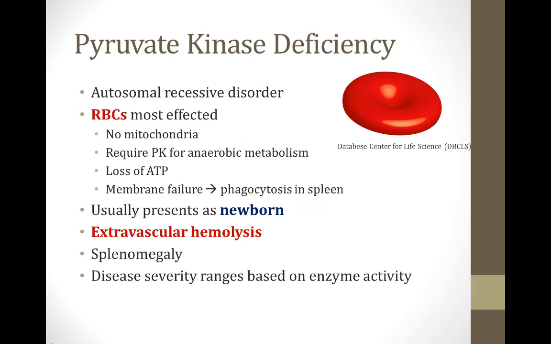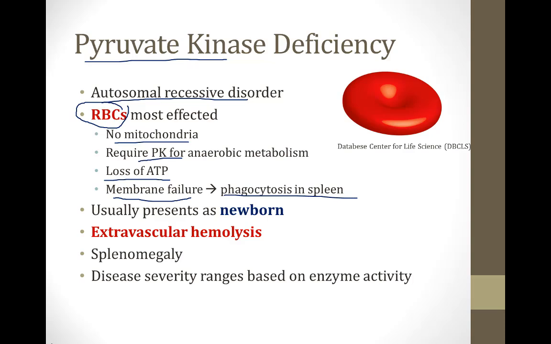Very rarely, children are born with a pyruvate kinase deficiency. This is an autosomal recessive disorder. The cells that are most affected are the red blood cells. They lack mitochondria, so they require glycolysis and pyruvate kinase for anaerobic metabolism. When they lose the function of pyruvate kinase, they lose glycolysis and therefore they lose ATP. The result is that they can't maintain the integrity of their membranes and they become deformed and they get phagocytosed in the spleen because they have abnormal shapes.